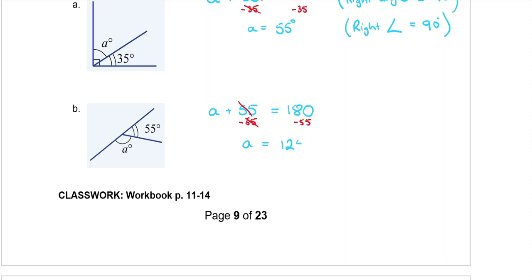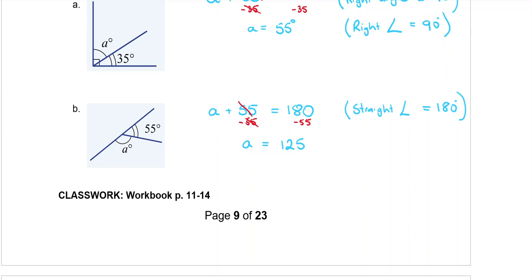which is 125 degrees. The reason for this one, again, has two parts. The name is straight angle, so you could write the word angle or the angle symbol. So straight angle, and a straight angle is always equal to 180. So straight angle equals 180 for the reason.